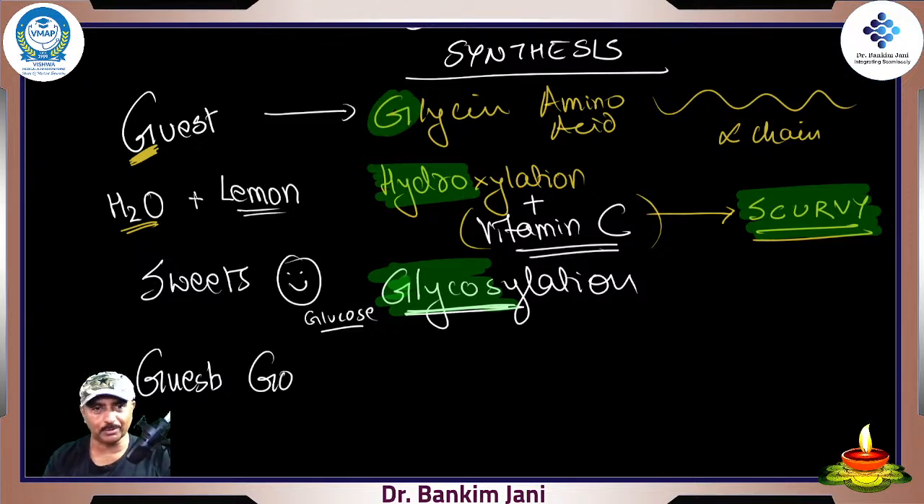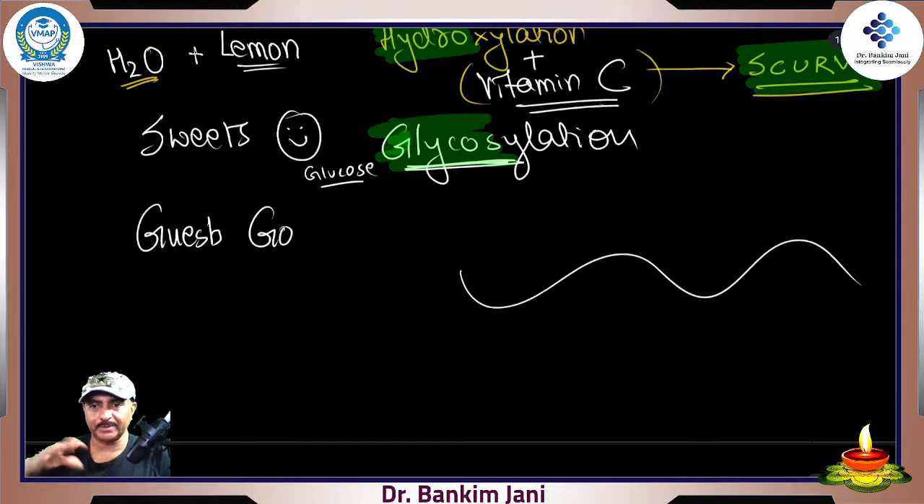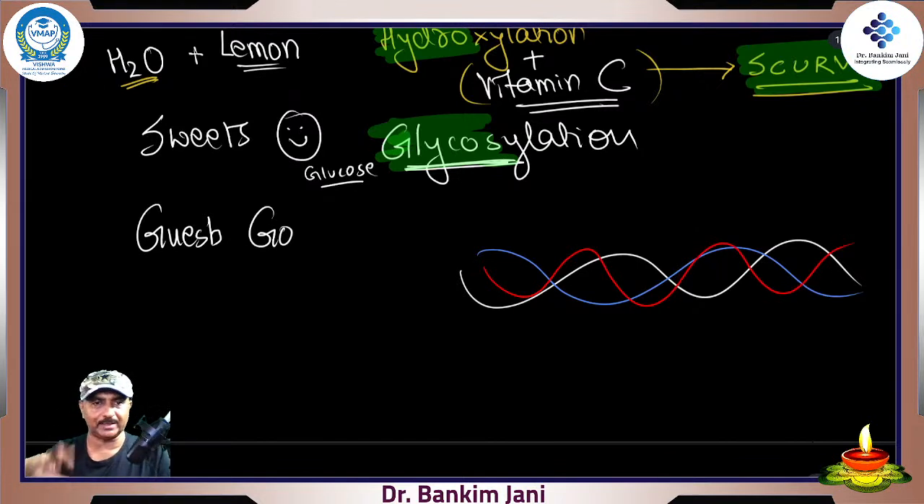And that bond is so good. And that bond is like this. We know what is alpha chain, right? So I'll draw this thing. So this is the alpha chain. Now there are multiple alpha chains, right? So three alpha chains, they are combined, right? So I'll draw them in a different color. This is one, and then there is another. And that alpha chain. So three alpha chains combined.